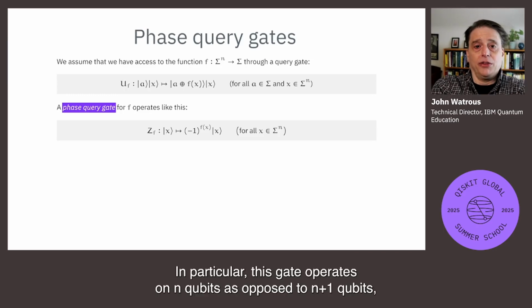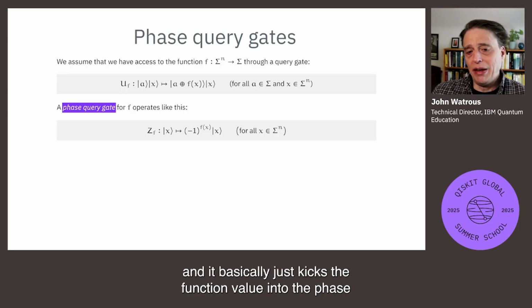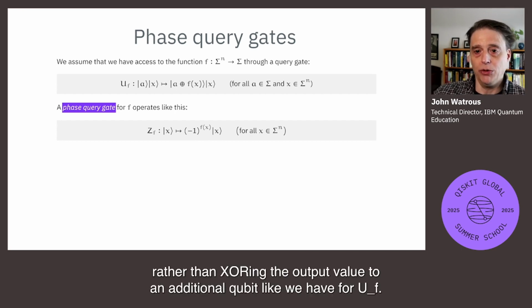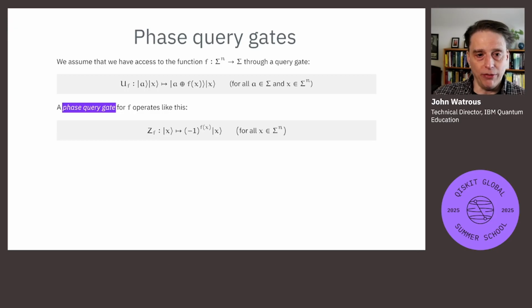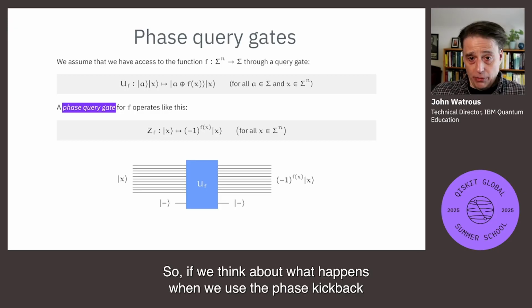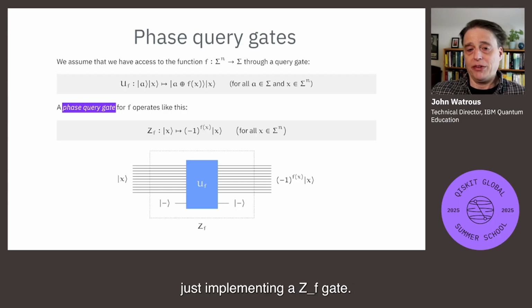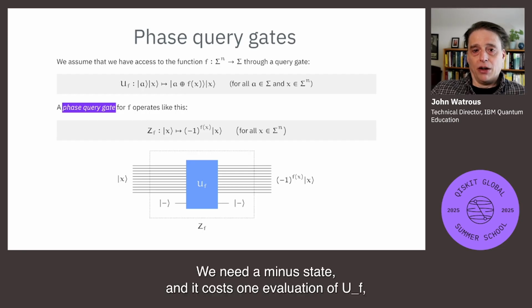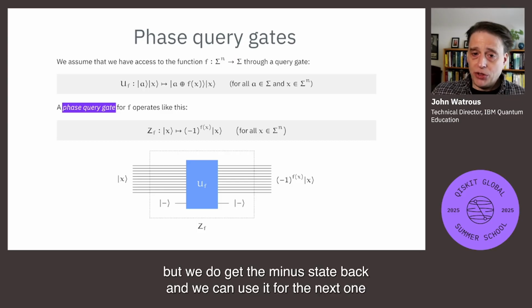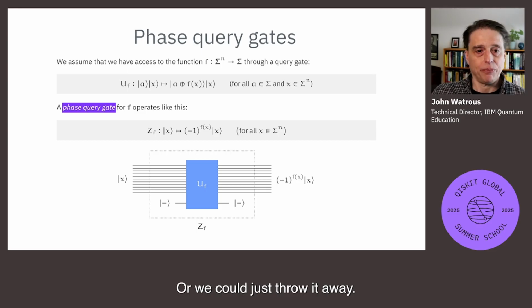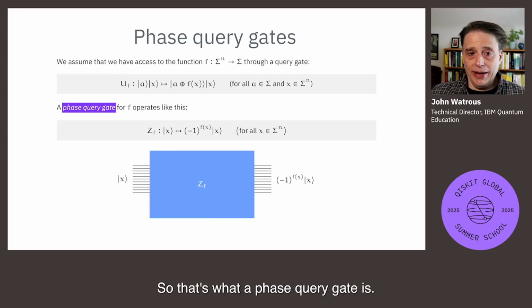In particular, this gate operates on little n qubits as opposed to little n plus 1 qubits, and it basically just kicks the function value into the phase rather than XORing the output value to an additional qubit like we have for U_f. So if we think about what happens when we use the phase kickback phenomenon on a U_f gate, we're basically just implementing a Z_f gate. We need a minus state, and it costs one evaluation of U_f, but we do get the minus state back, and we can use it for the next one if we want to, or we could just throw it away. So that's what a phase query gate is.